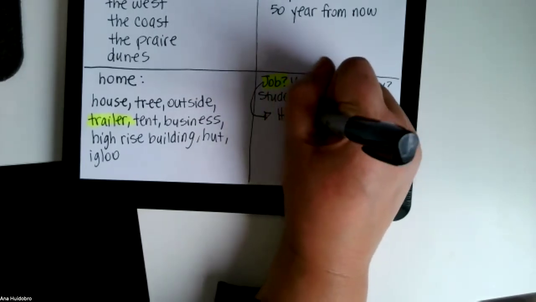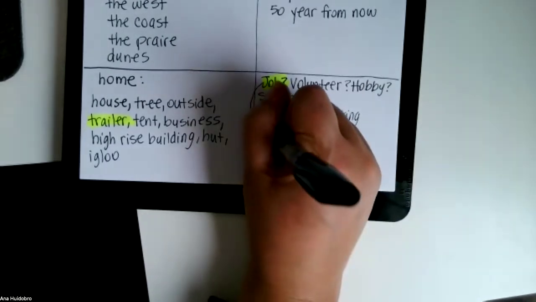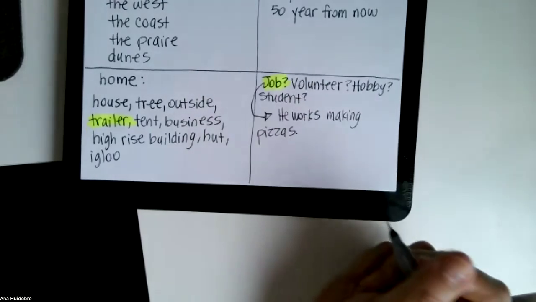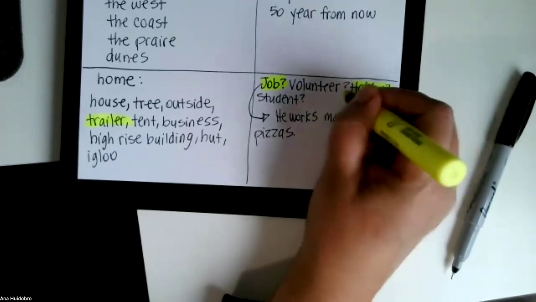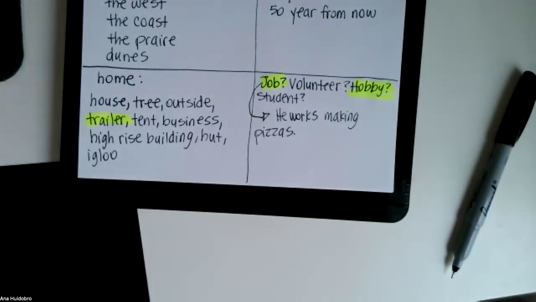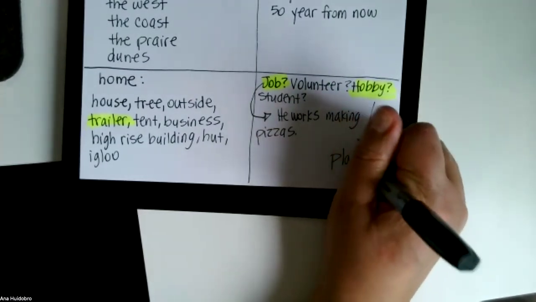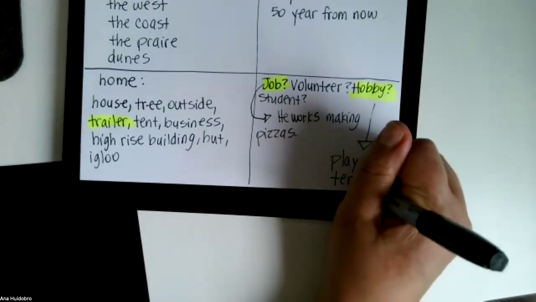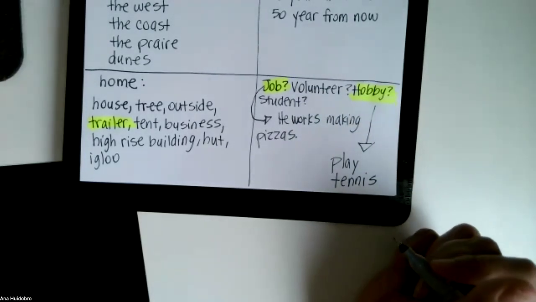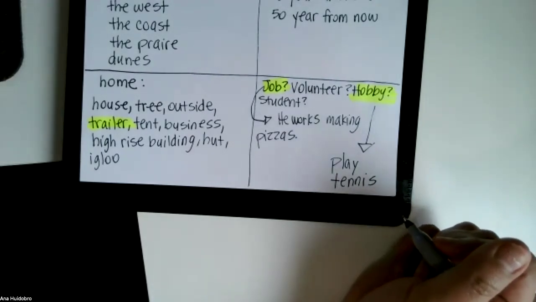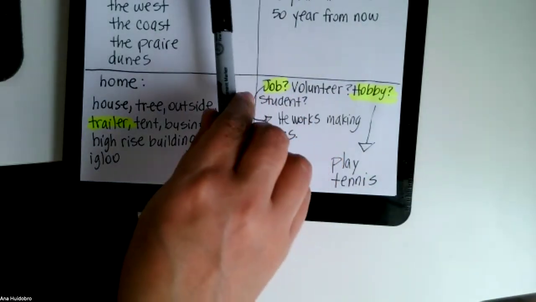He has a job at a restaurant. He works making pizzas. And I think I do want him to have a hobby. What do I want his hobby to be? I think I want him to play tennis. And you don't have to use this in your story, but it gives you an opening, right? So go ahead and decide, what do you want your character to be known for or do? Do they volunteer somewhere? Go ahead and fill that out for your character.